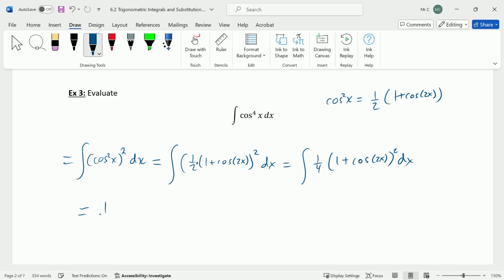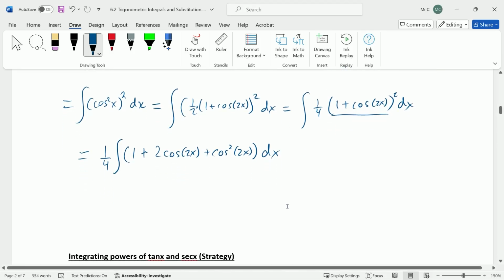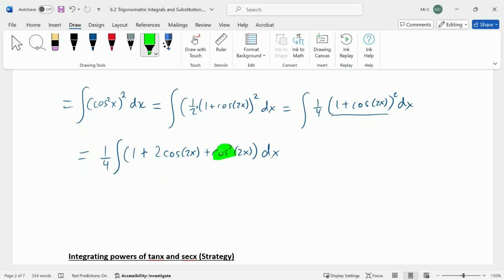Okay, so we put the 1/4 in front of the integral, and we're going to have to multiply out this 1 plus cosine of 2x squared. And I'm going to skip writing that out explicitly. That gives us 1 plus 2 cosine of 2x plus cosine squared of 2x dx. Of course, we have a little problem because we have another squared term for cosine.